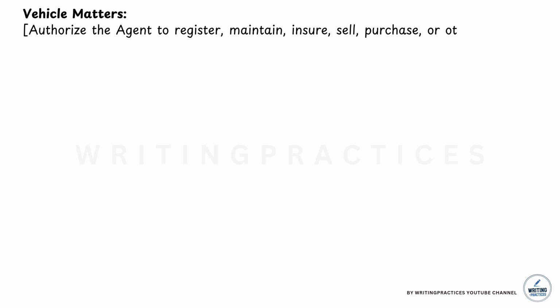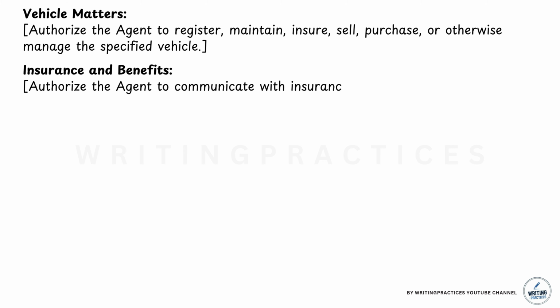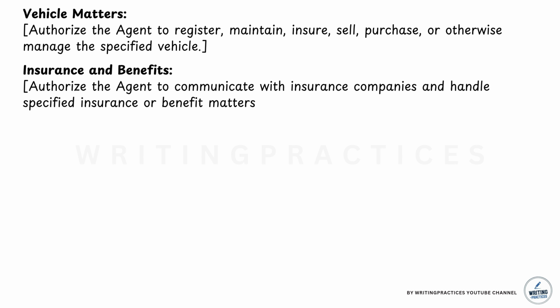Vehicle matters. The agent is authorized to maintain, insure, register, and renew registration for my 2021 Toyota Camry, Virginia license plate CAR2198. The agent is not authorized to sell or transfer ownership of the vehicle. Insurance and benefits. The agent is authorized to communicate with my automobile insurance company and other applicable insurance providers concerning my existing policies and to submit documents and handle routine administrative matters on my behalf.